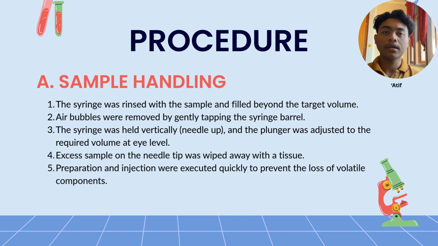In this slide, we will talk about the procedure that was followed when we did the experiment. The first step is sample handling. The syringe was rinsed with the sample and filled beyond the target area. Then bubbles were removed by gently tapping the syringe barrel, the syringe was held vertically, and the plunger was adjusted to the required volume at eye level. Excess sample on the needle tip was wiped away with tissue. And the last step, preparation and injection, was executed quickly to prevent the loss of volatile components.